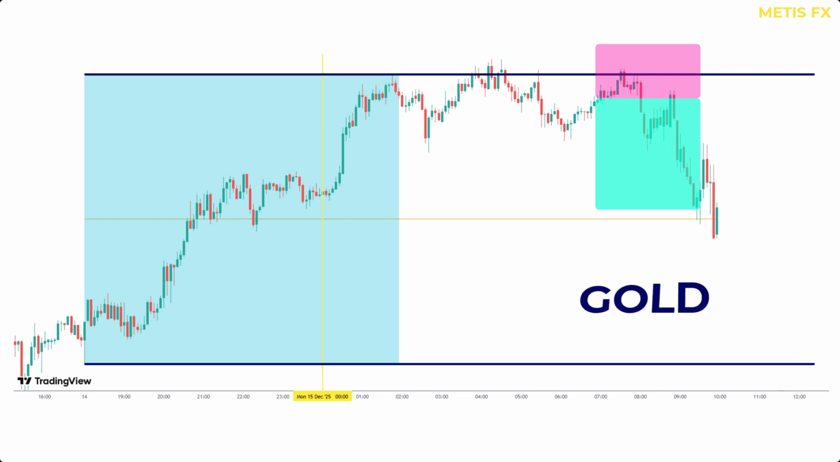This example was on gold, and this strategy works very well on this instrument and has proven itself. It also has a very strong win rate.